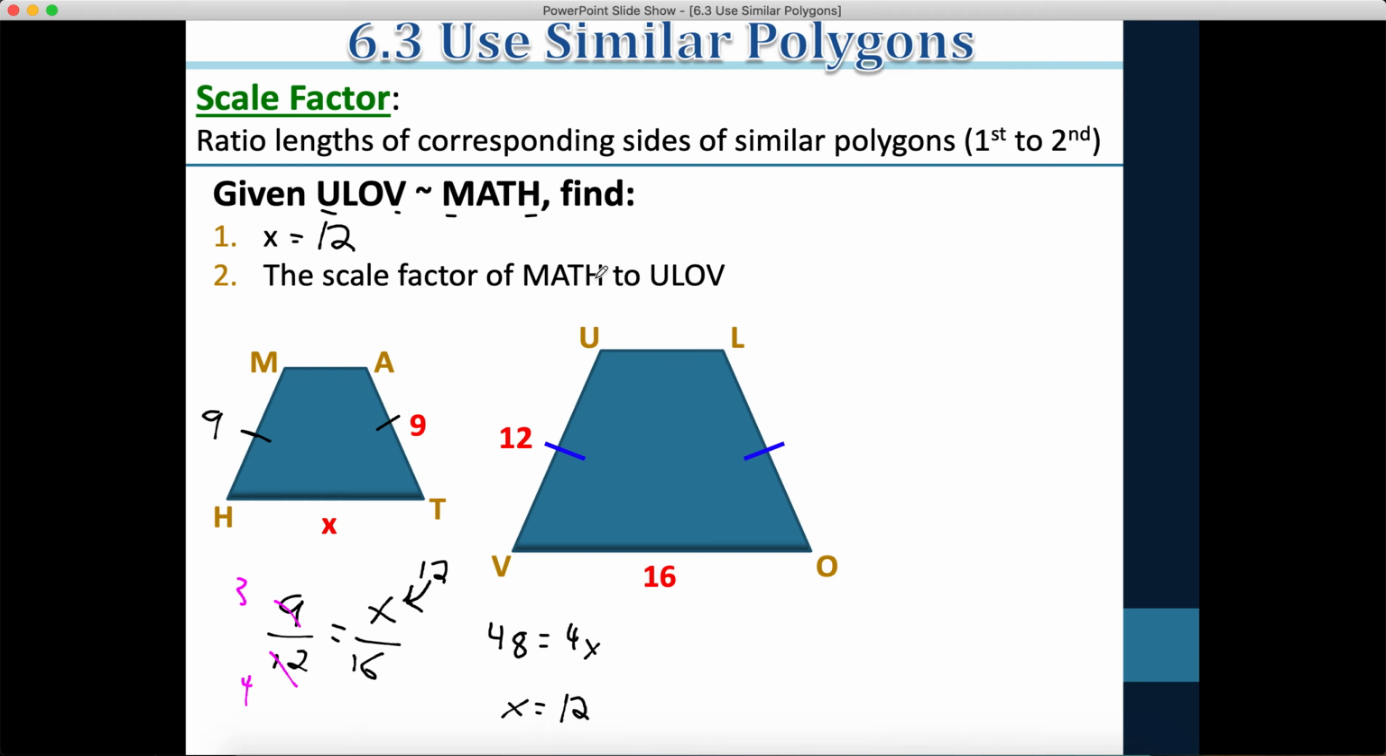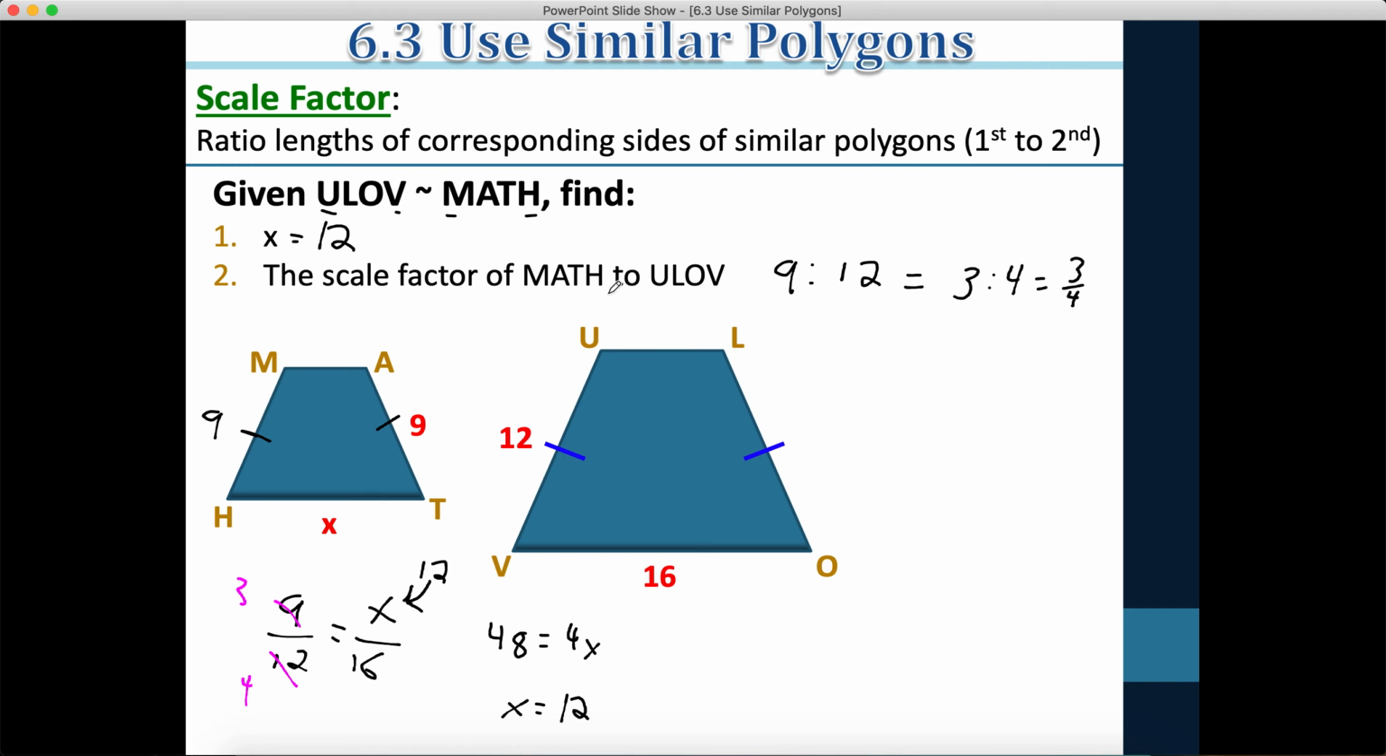And then the scale factor from math to you love. Well, if I start with the side length from math, which was 9, and look at its corresponding side from you love, that's 12. So reducing that ratio would give me a scale factor of 3 to 4, or 3/4. So what does that mean? How do I interpret this value of 3/4?